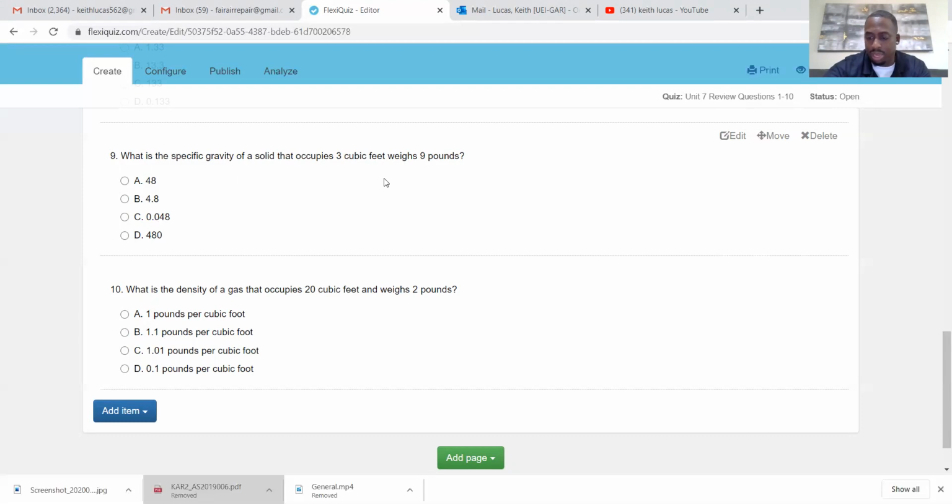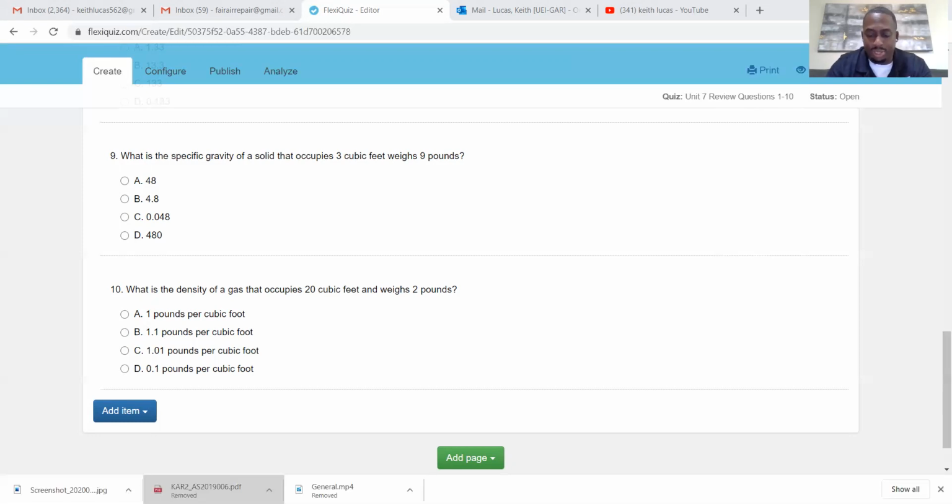So 9 divided by 3 gives us 3. So now we want to divide that density that we just got. We did the weight divided by the volume, and it gave us a density of 3. So that 3 is going to be divided by the density of air. Oh no, I'm sorry, we're doing solids now. So that 3 is now going to be divided by the density of water, which is 62.4.